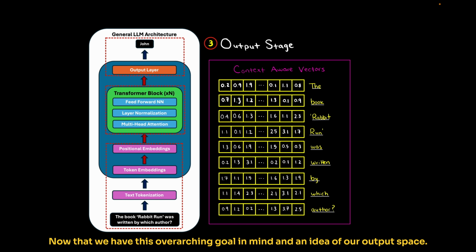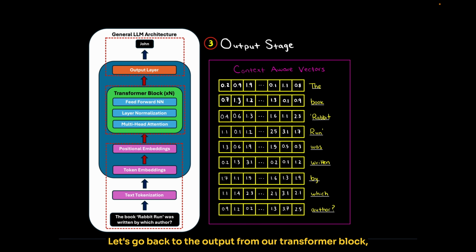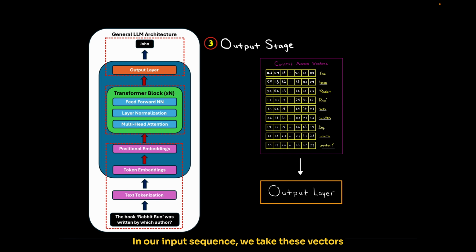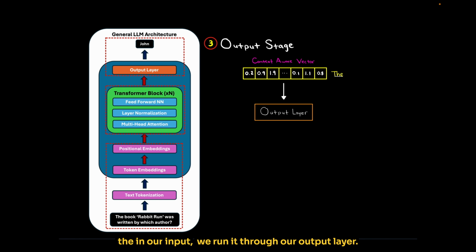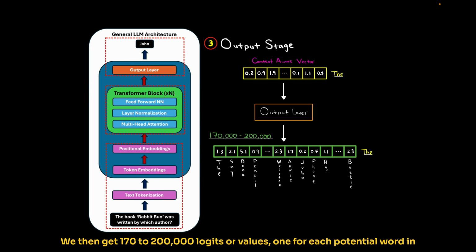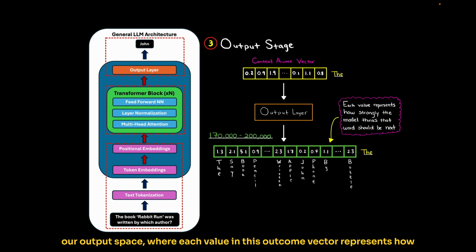Now that we have this overarching goal in mind and an idea of our output space, let's go back to the output from our transformer block, which is a set of context-aware vectors, one for each word in our input sequence. We take these vectors and we process them through our output layer. If we consider just a single vector, say for the word the in our input, and we run it through our output layer, we then get 170 to 200,000 logits or values, one for each potential word in our output space, where each value in this outcome vector represents how strongly the model thinks that our particular word should be the next word, with a higher value meaning it believes more strongly in it being the next word.